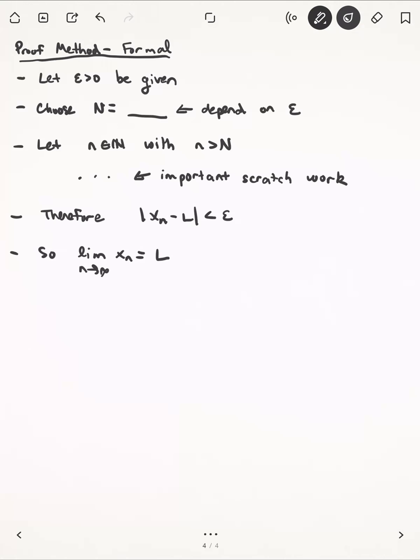But let me show you why the meat, the scratch work, is really the important part of these proofs. Okay, so example. We're going to go back to an example that we talked about before. So show the limit as n goes to infinity of (-1)^n over n plus 1 equals 0. Okay, so we want to prove that the limit as n goes to infinity of this sequence is indeed 0.